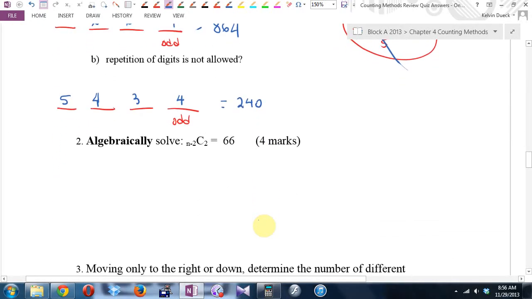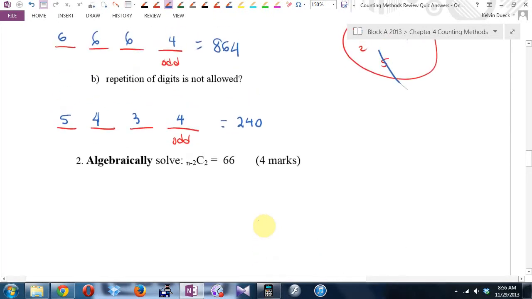If you find question 2 tough, you're not alone. This is what my Math 12s also found very tough. There is going to be one of these on the written section of your test. It's either going to be a something choose something or a something P something, and it's going to be a factorial equation that you need to solve. How do we solve this?